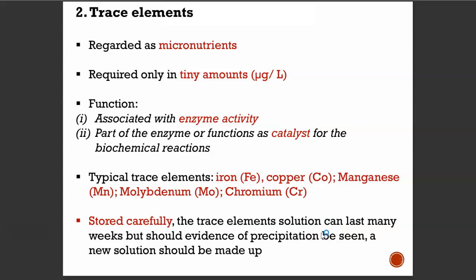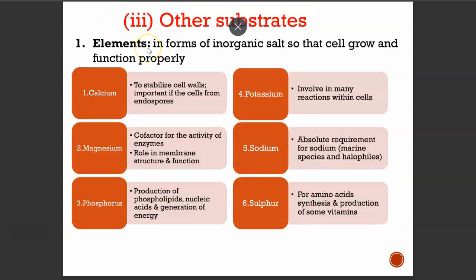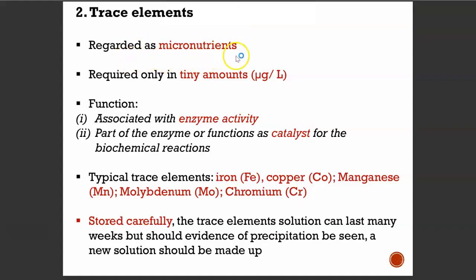Then we have trace elements as the other substrates as well. Regarded as micronutrients, they are required in tiny amounts only, and their functions are associated with enzyme activity, as part of the enzymes that function as catalysts. Typical trace elements are iron, copper, manganese, molybdenum, and chromium. We have to store them carefully, because the trace element solution can last many weeks, but should there be any precipitation, a new solution should be made.